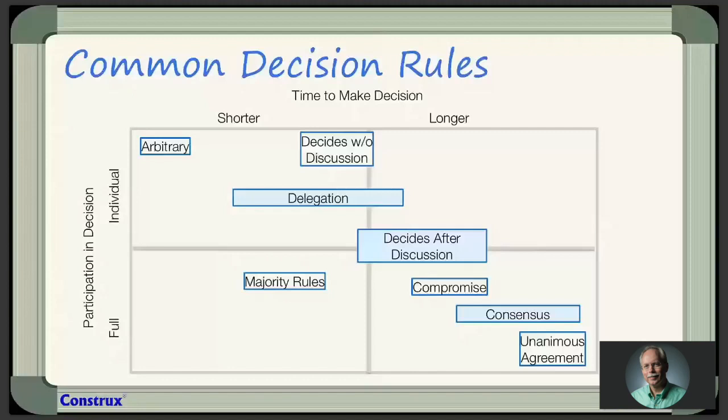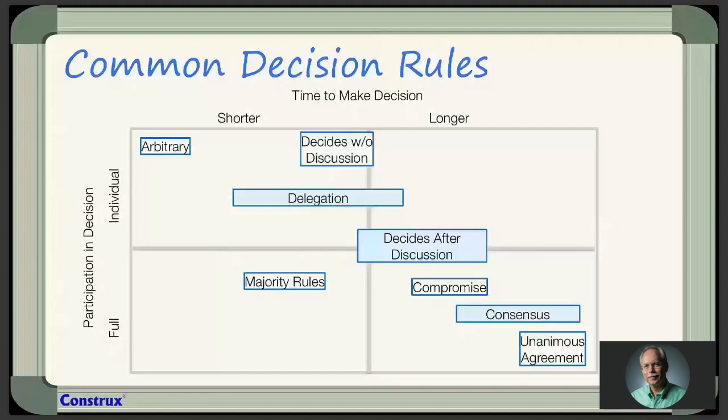Consensus decisions are different from unanimous agreement. Notice I didn't put unanimous agreement in a blue box, because I think unanimous agreement is actually very hard to get. What I really want is that everyone supports it, not necessarily agrees with it. Everyone supporting it, even though they might disagree, but they'll get on board, that's consensus. So consensus says, I may not like it, but I will support you and the team.